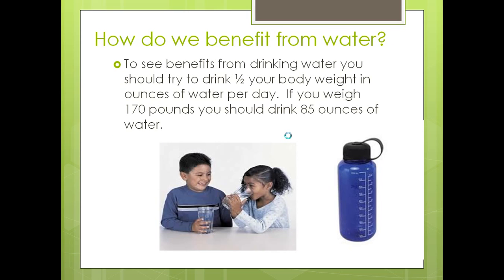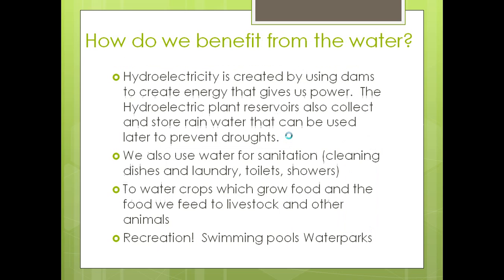So in order to benefit from this water, we're supposed to drink half of our body weight in ounces of water per day. So if a person weighs 170 pounds, you should drink 85 ounces of water. We also benefit from water by using hydroelectricity that's created by dams. This provides us with electricity and energy in order to run lights, factories, any type of electricity we may be using.